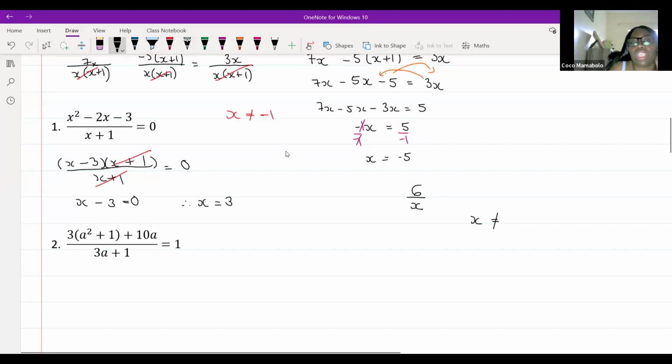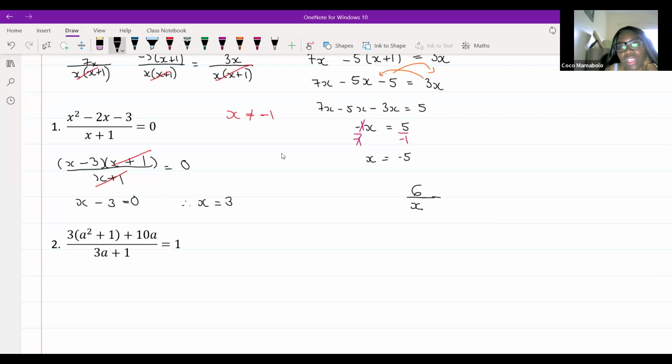No, it can equal -6, because if I get 6 over -6, I'm just going to get -1 as an answer. Correct, Narisha. X cannot equal 0, right? X cannot equal 0. Otherwise, I'm going to get 6 over 0 again. Okay, am I making sense, Pulani? Yes? All right, good.